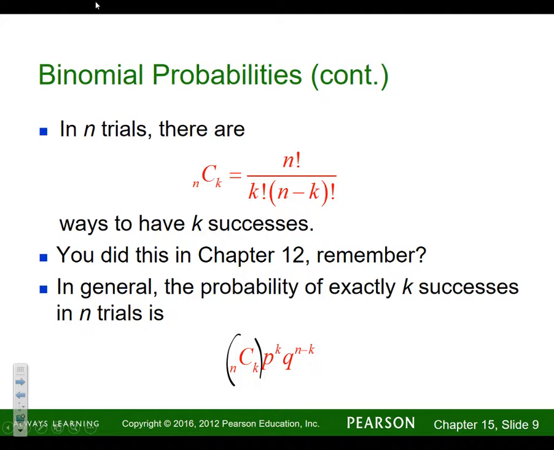Anybody ever do N choose K with Pascal's triangle? No? No one done that? If we have some time at the end, I'll show you guys. Pretty cool.